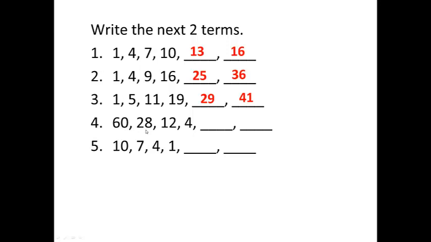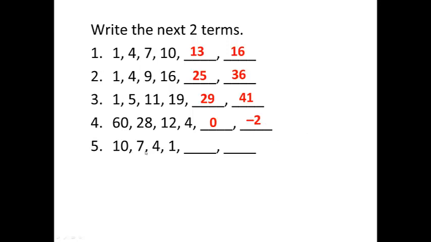What about this? Okay, we went down by it looks like 32. Then went down by 16. Then we went down by 8. Then we went down by 4, right? Or we can say we added a negative 32, added a negative 16, added a negative 8, added a negative 4, so we should add a negative 2.